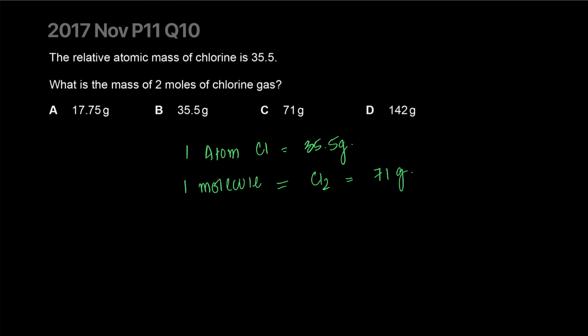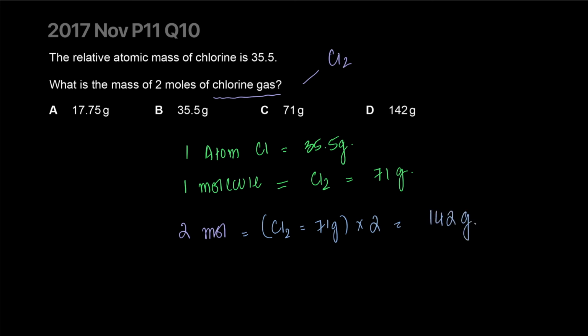What is the mass of 2 moles of chlorine gas? So if it's 2 moles of the molecule, the gas is Cl2, which is 71 grams, multiplied by twice that amount. So that's going to be 142 grams. The answer is D.